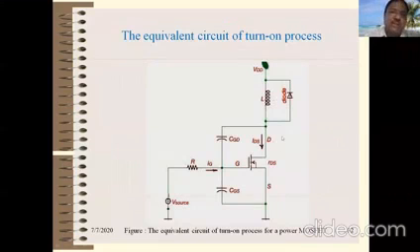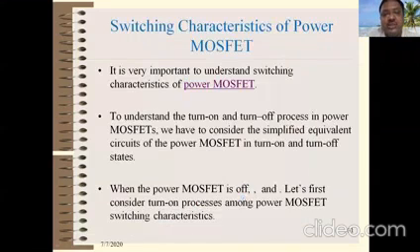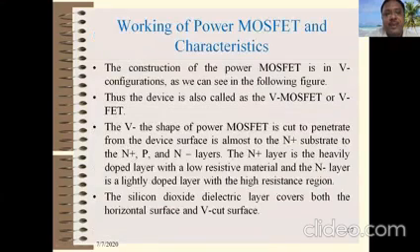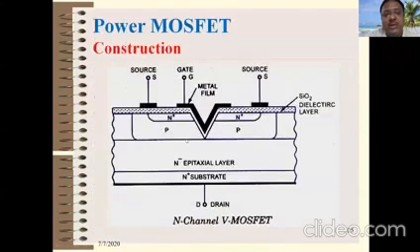Yesterday we saw this equivalent circuit for the turn on process, in which there are two capacitances: CGD, the capacitance between gate and drain, and CGS, the capacitance between gate and source. If you see this diagram, the capacitance between gate and source, and between drain and gate, is a capacitance. See here, this is the gate terminal and this is your source.